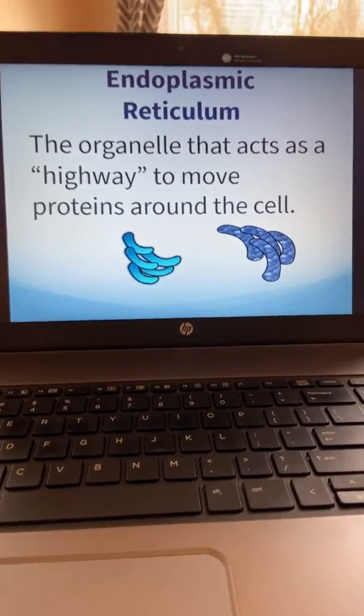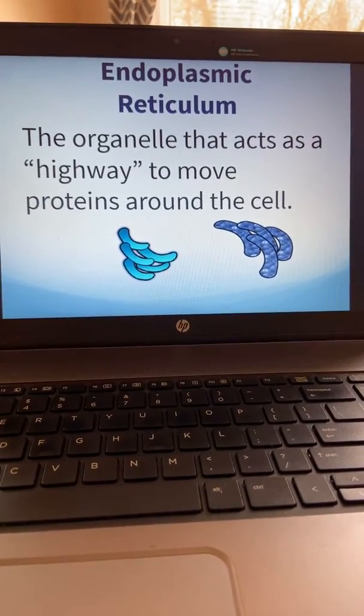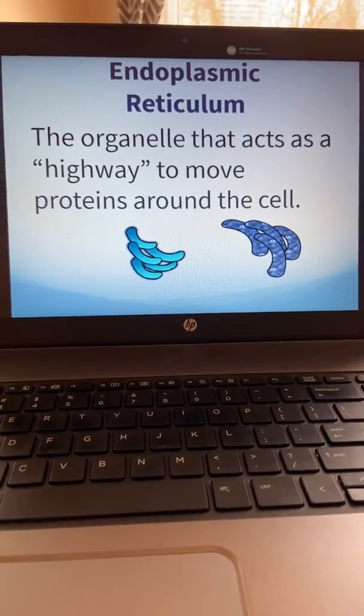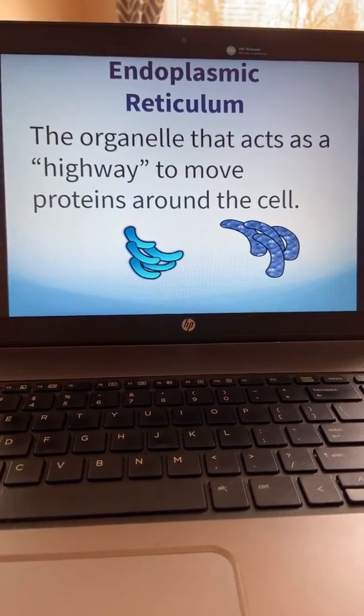All right, the endoplasmic reticulum. I'll say that one more time. Endoplasmic reticulum, or ER. It's the organelle that acts as the highway to move proteins around the cell.